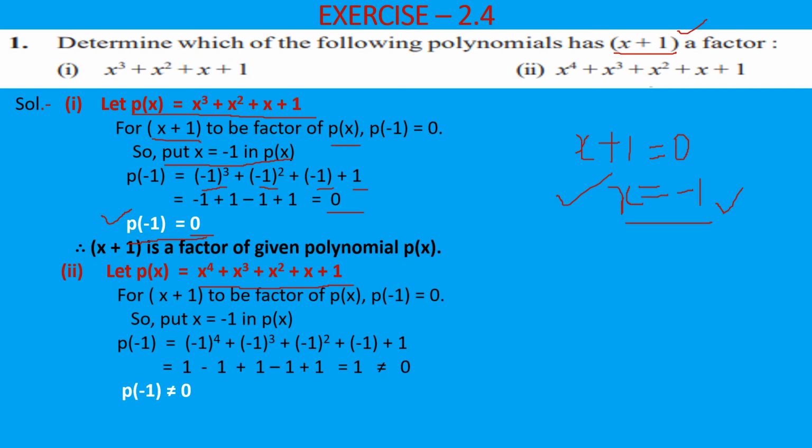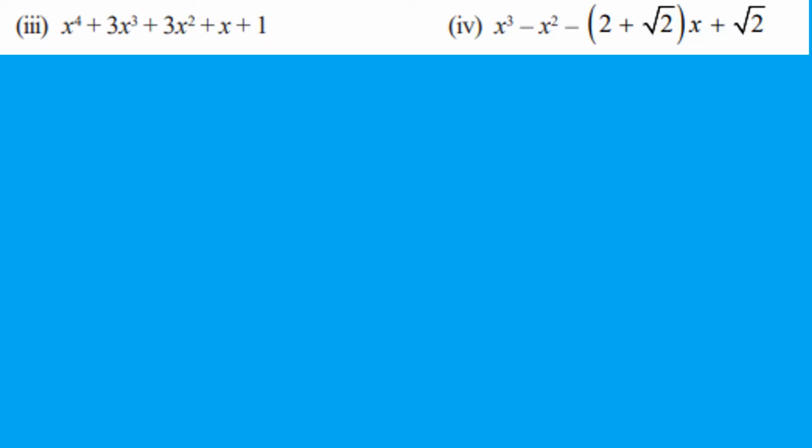So what will we do? We will put x equals minus 1 in this new polynomial p(x). So p(minus 1) equals (minus 1) raised to power 4 plus (minus 1) raised to power 3 plus (minus 1) whole square plus (minus 1) plus 1. And after solving, we get 1. And this 1 is not equal to 0. So p(minus 1) is not equal to 0. And when it is not equal to 0, it means x plus 1 is not a factor of the given polynomial p(x). Now let's see the third part.